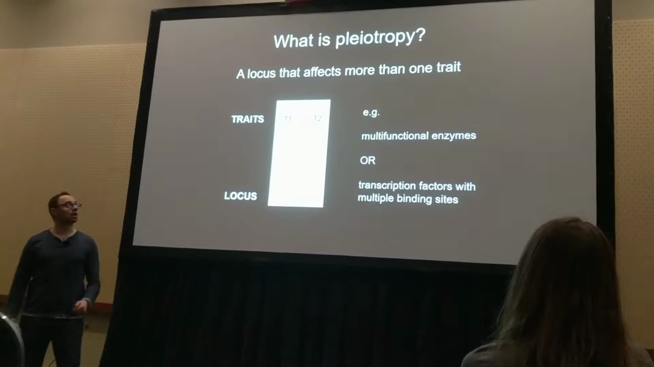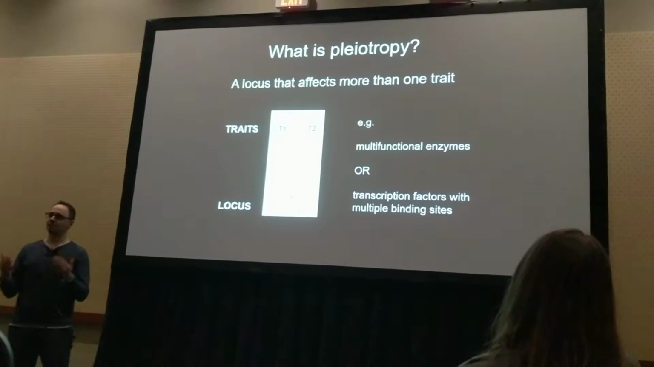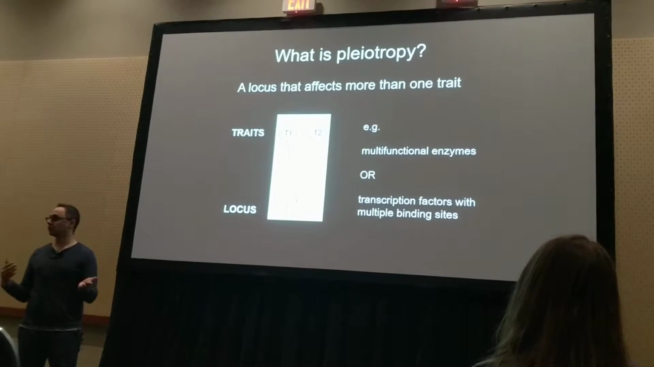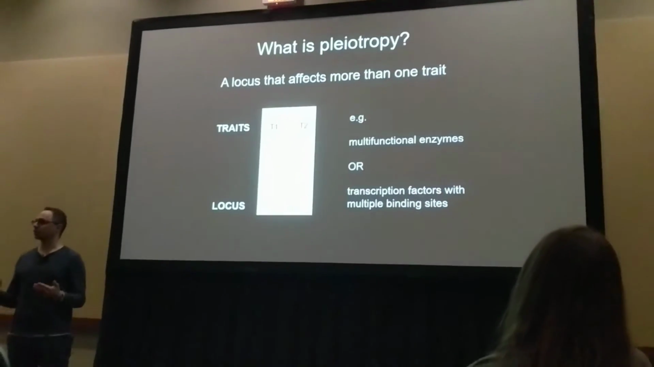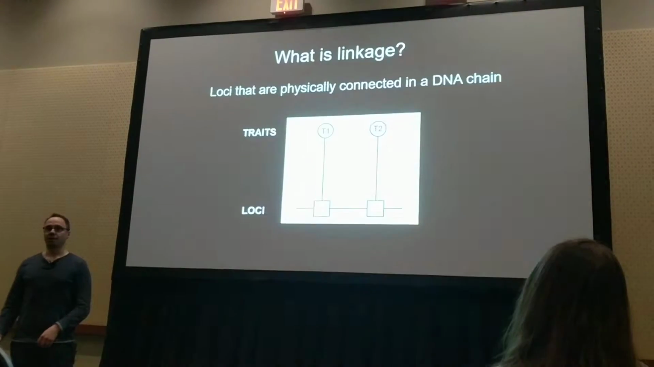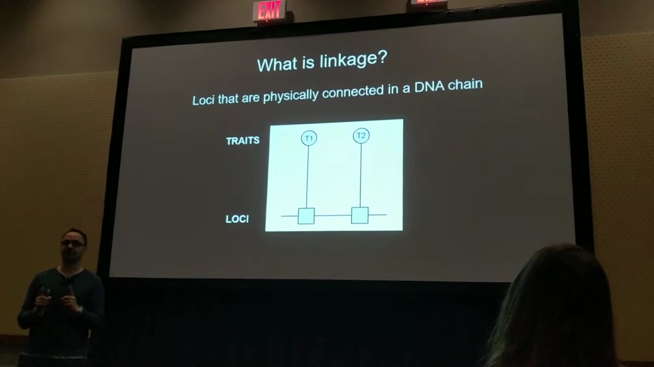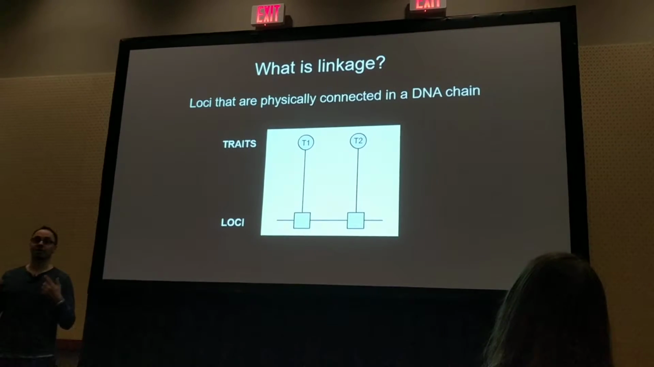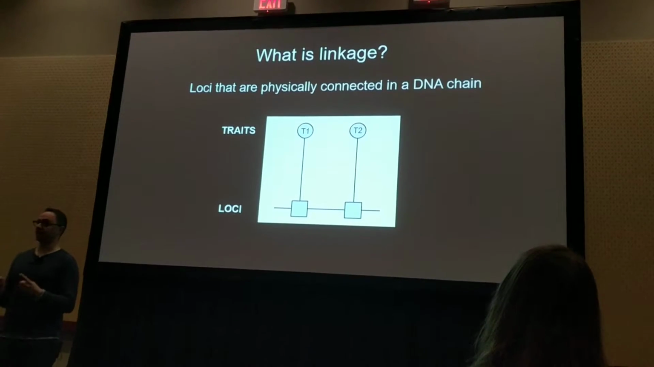Some examples of that are when we have a gene that creates a protein that's an enzyme, and it has two types of enzymatic reactions for different ligands or different substrates. Or when you have a gene that creates a transcription factor and that binds different transcription sites. As opposed to linkage, where you have two loci and they are physically connected on the same DNA chain, and they can affect the same trait or they can affect different traits. For the purpose of this talk, I'm going to be interested in linked loci that affect different traits.